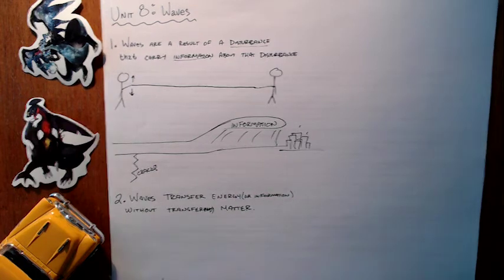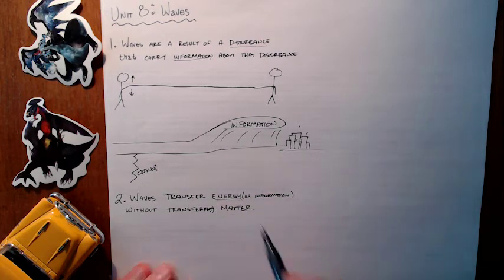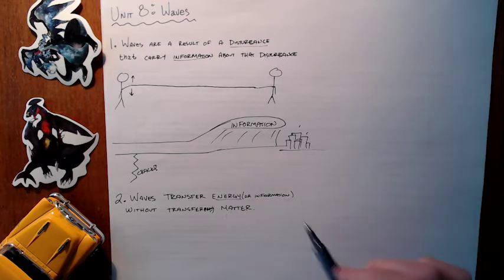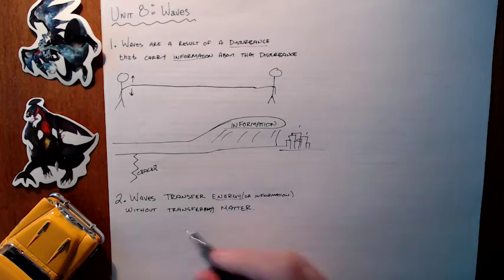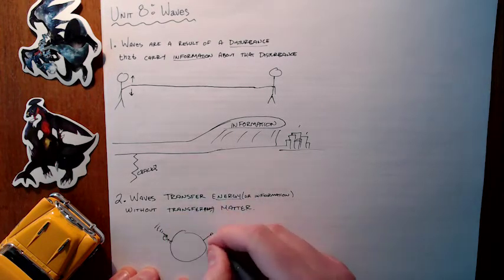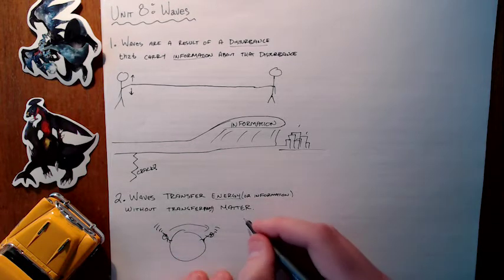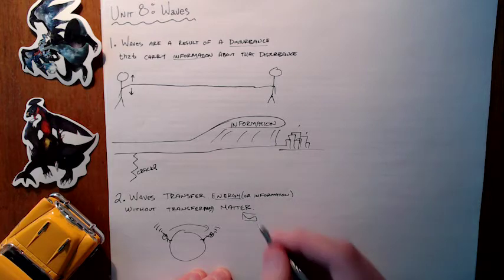And the second definition says that waves transfer energy or information without transferring matter. Now, if you think about this, this is actually a really powerful idea. If we can somehow transfer energy, or in the form of information, without having to transfer matter, we could do something like, oh, I don't know. We could do something like transfer some sort of energy across the world to our relatives without having to transfer any sort of matter, like a traditional letter or something like that.